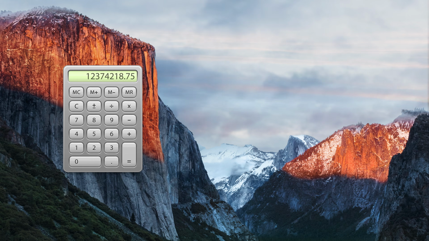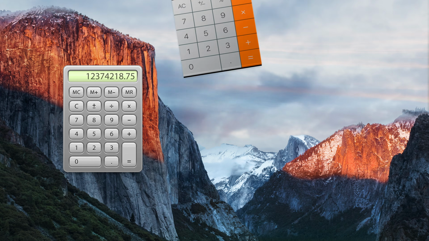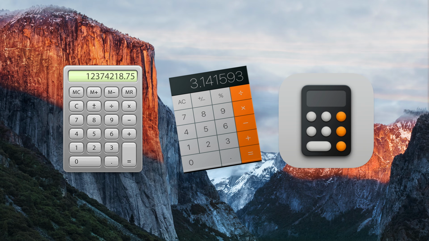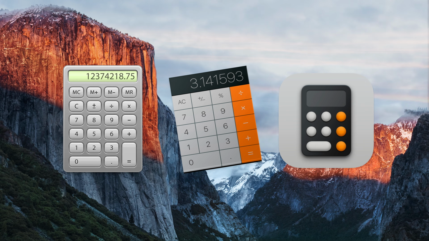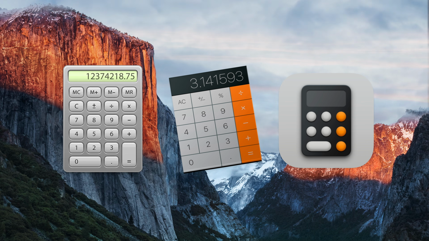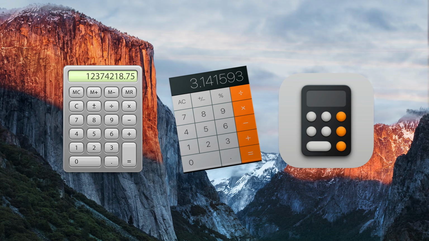In macOS 10.10, Apple changed the icon, this time to Pi. The most current iteration of the calculator looks more like a Fisher-Price representation of one. Since design trends are cyclical, I would not be surprised if we saw a skeuomorphic representation of a calculator icon in the near future.